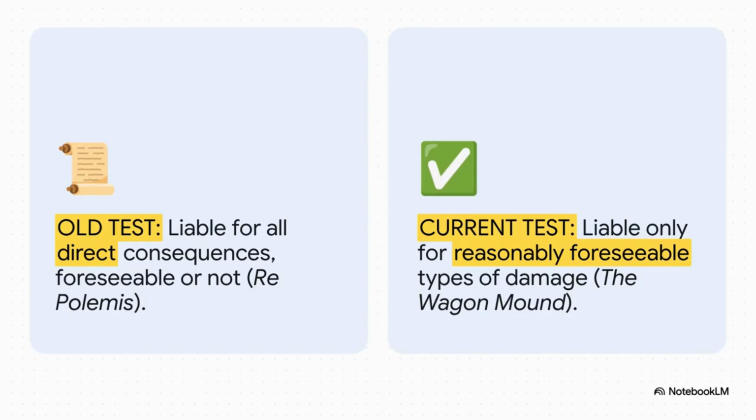You know, the law on this has actually changed quite a bit over time. The old test, from a case called Re Polemis, was super harsh. It basically said you were on the hook for all direct consequences, no matter how unforeseeable or weird they were. But then came the Wagon Mound, which completely changed the game. It brought in the modern and, frankly, much fairer test of reasonable foreseeability.